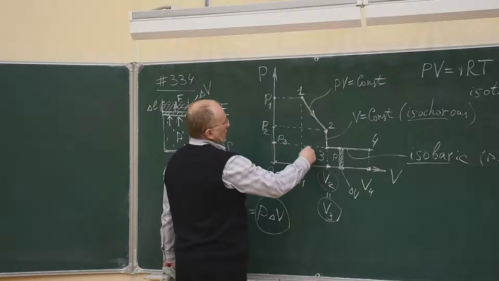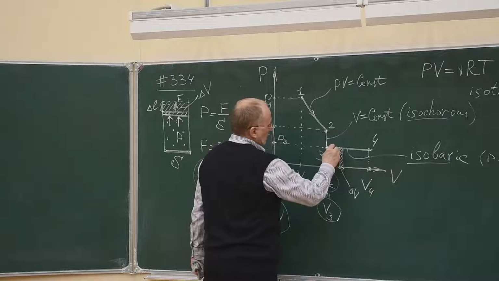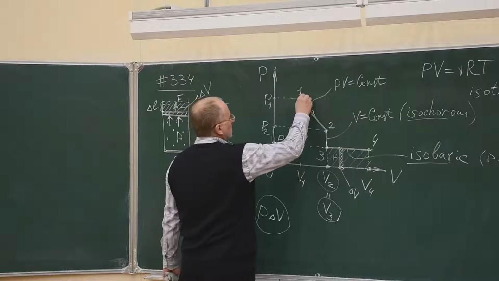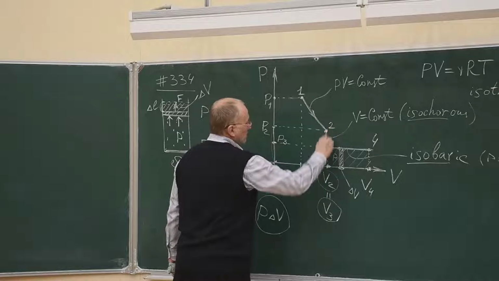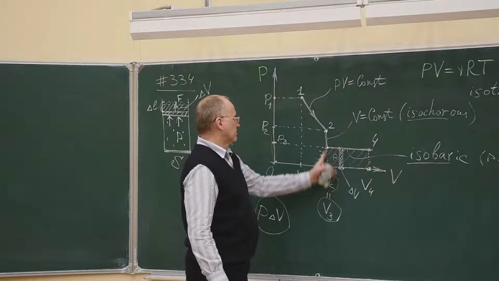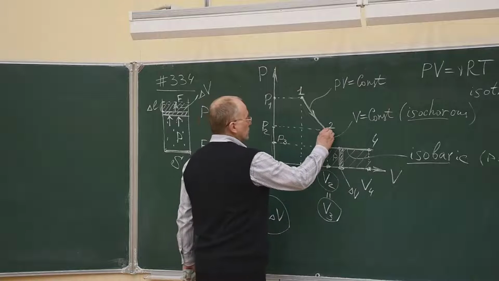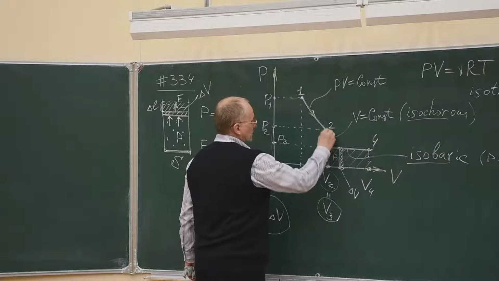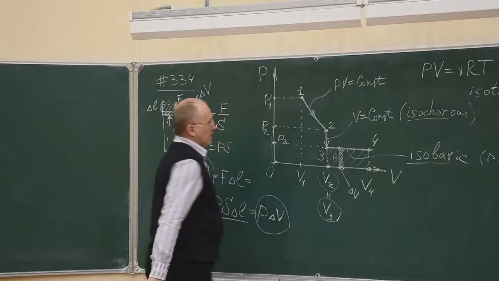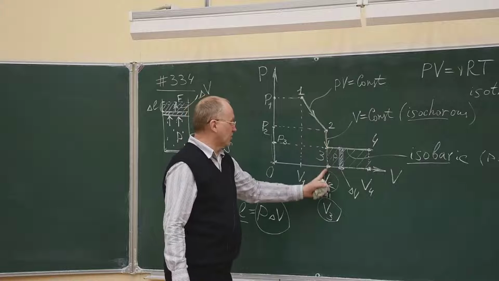So the work performed during this process from point 3 to point 4 will be depicted by the total area of this rectangle. And the work performed during process 2 to 3 will be 0, because 0 area corresponds to this very, very narrow, infinitely narrow figure. If point 2 is just above point 3, along a vertical line, then this figure has 0 area. And so the work performed during this process is 0. The work performed by the gas is 0 because the volume doesn't change in this process.